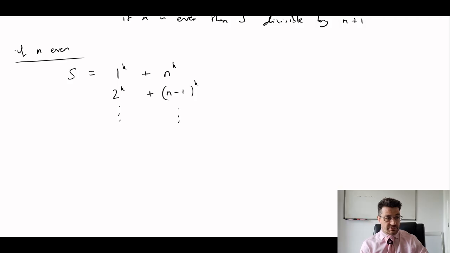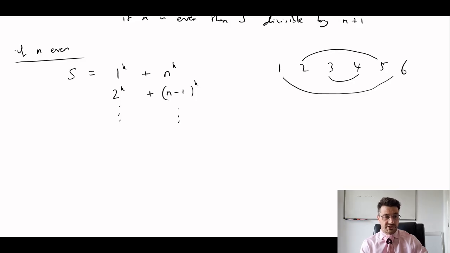And so, okay, if we think about this, 1, 2, 3, 4, 5, 6, or whatever. So n is even. I've got an even number of terms. I'm matching them up this time: 1 to 6, 2 to 5, 3 to 4. So I'm going to be able to pair all of the numbers off. What I get as the middle two numbers are n over 2, remember, n is even, so that's fine, n over 2 to the power of k plus n plus 1 minus n over 2 to the power of k.